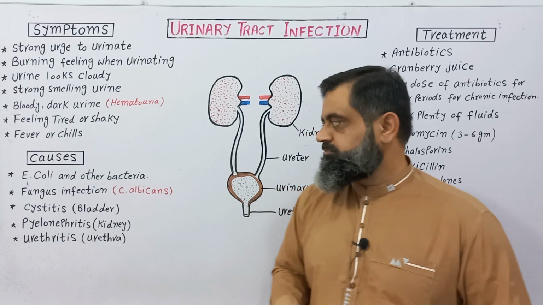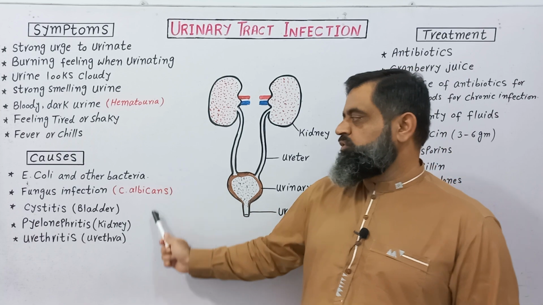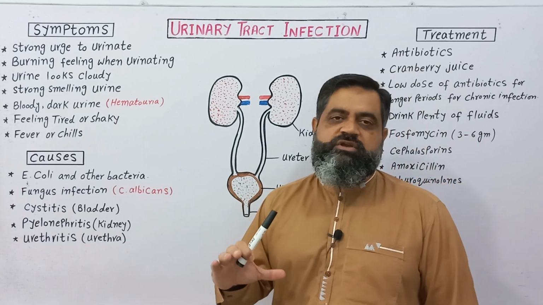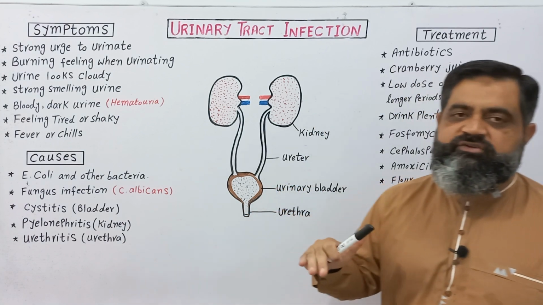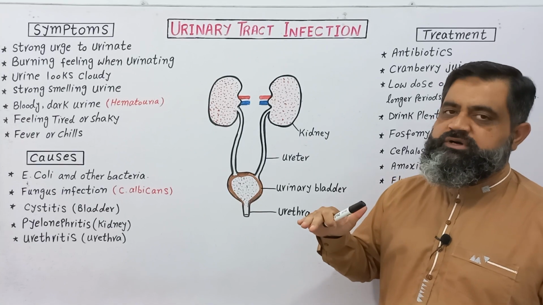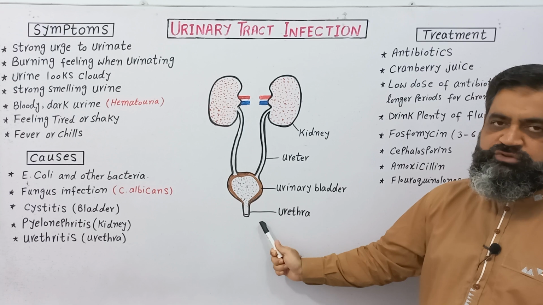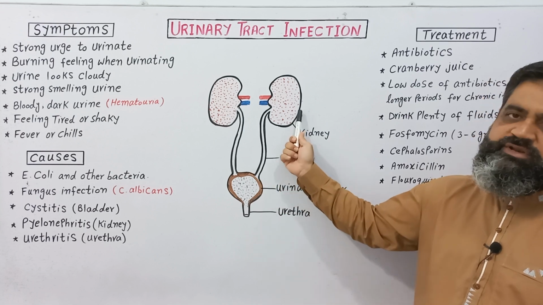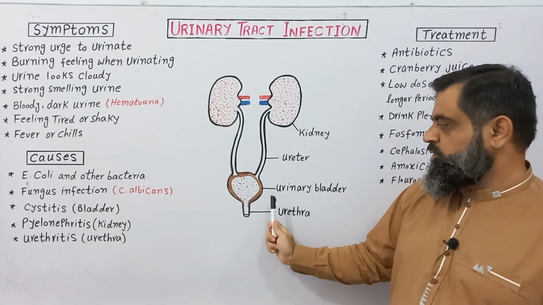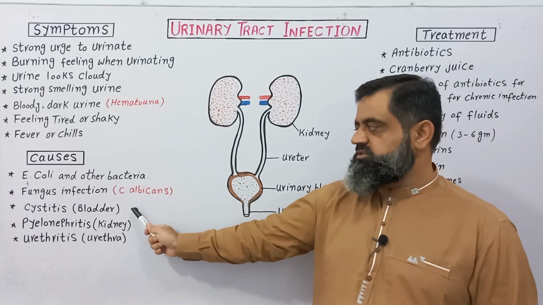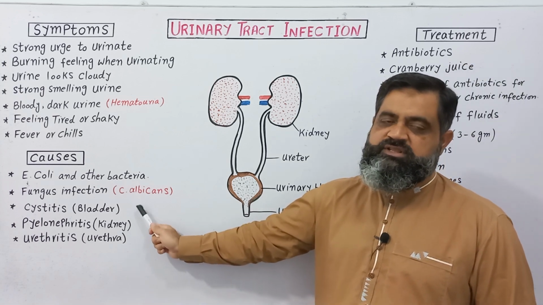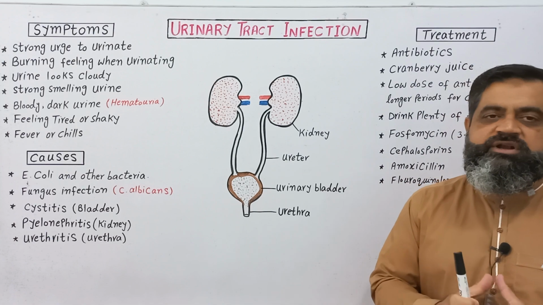So if we look at the categories of infection, urinary tract can be divided into two parts, upper part and lower part. Lower part includes urinary bladder and urethra, while upper part contains kidneys. So if the infection is in the lower part, which is urinary bladder, which is also known as cystitis, then the symptoms are a little bit different.